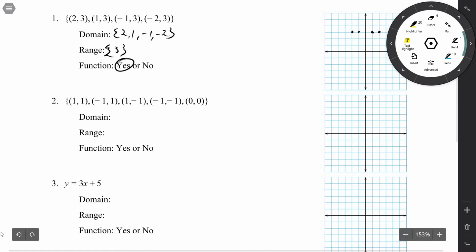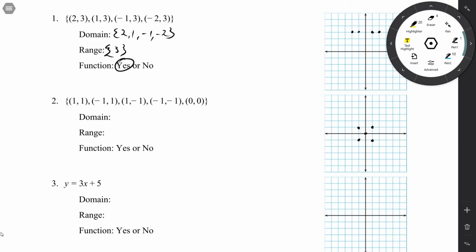Number 2, we've got 1, 1. We've got -1, 1. We've got 1, -1. -1, -1, and 0, 0. Okay, pretty symmetric there. We've got a domain of, this is all the different options that we have in that first position, or the input, the independent variable. We've got 1, 0, and -1. What about the range? That's actually the same as well here. We've got 1, 0, and -1.